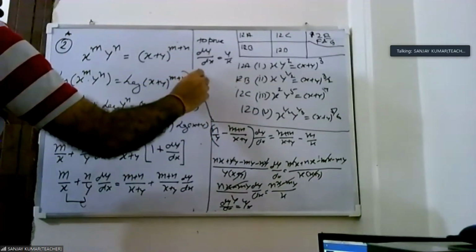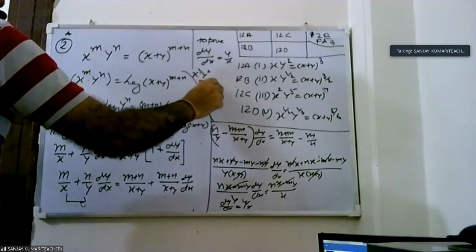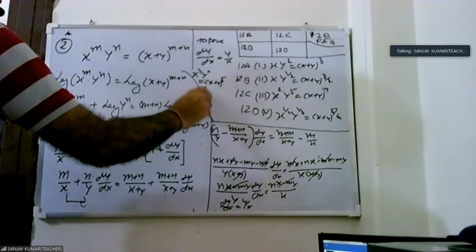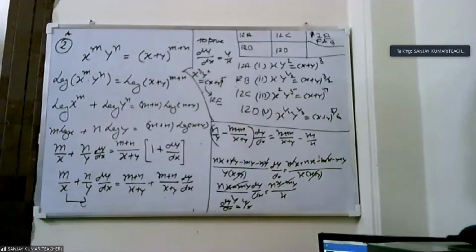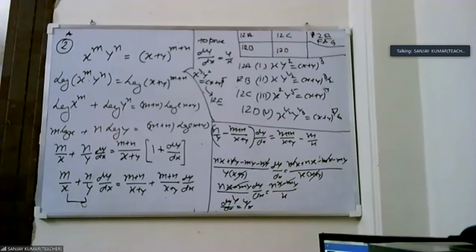x cube y square, x plus y to the power 5. This is the question for 12E. The answer is the same; the thing to prove is the same. When I say the 12th A class start, give the answer, then only 12th A replies. 12B, 12C, 12D do not reply at that time. Only 12th A replies. You start, 12th A.